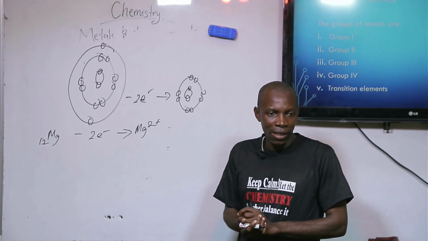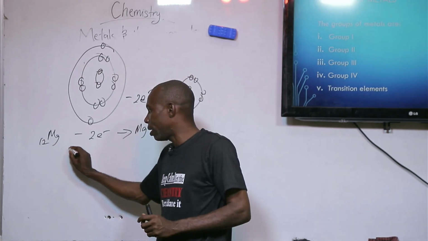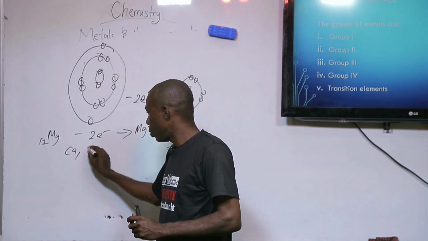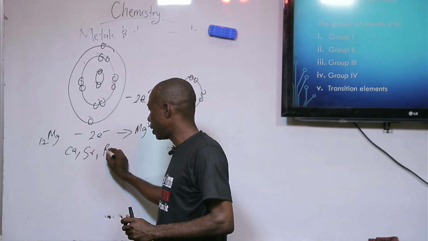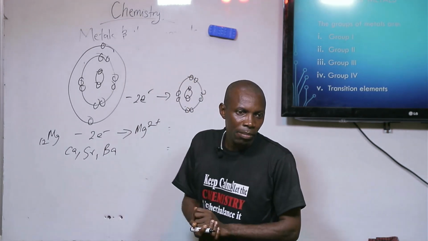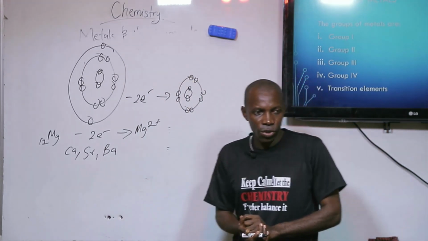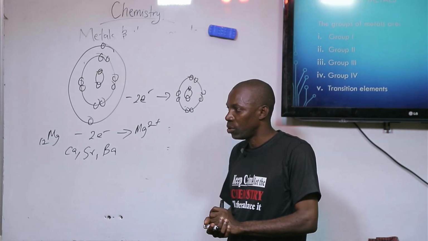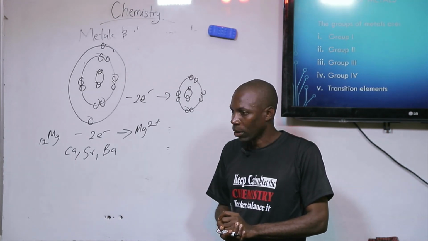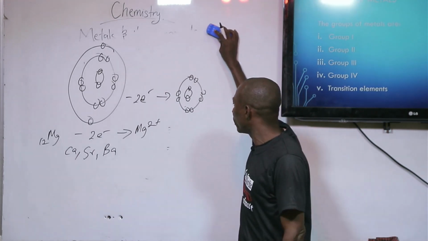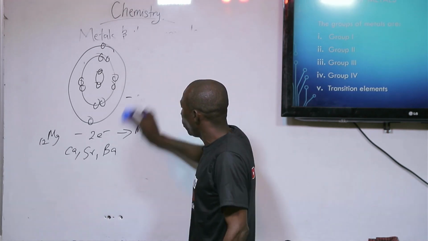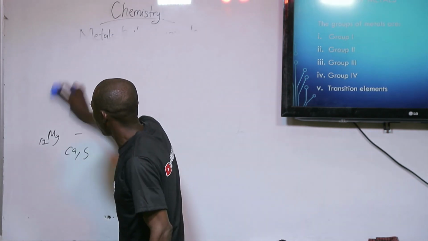Mg2 plus. Other elements in group 2 are calcium, strontium, and barium. They are also the group 2 metals.